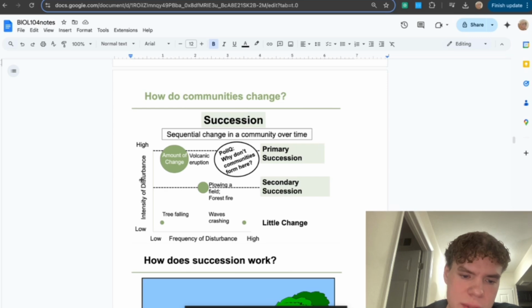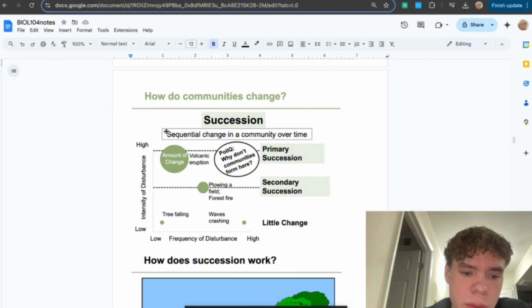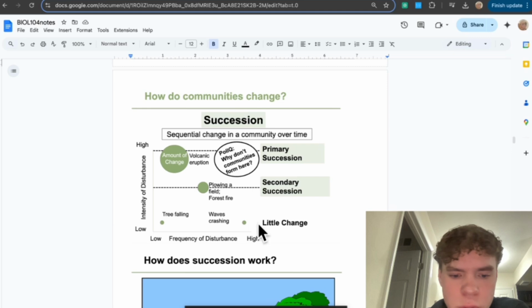So intensity of disturbance. A volcanic eruption would have a high intensity of disturbance, but it happens at low frequency. So if we had something with a high frequency of disturbance and a high intensity, there would be little ability for a population or a community to survive, because it would just get nuked too often, basically. But something like a tree falling, I don't know if that happens at a low frequency. We look at waves crashing into a rock, which has a very low intensity of disturbance, but it happens very, very often.